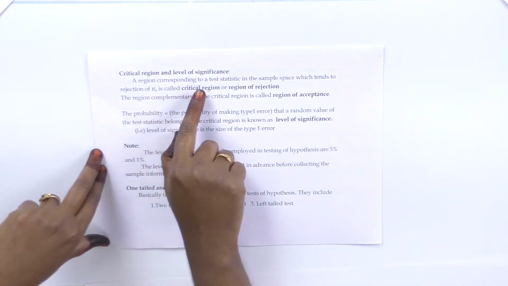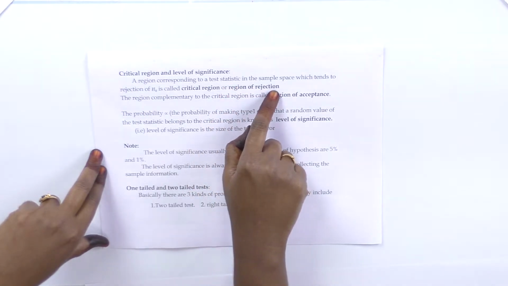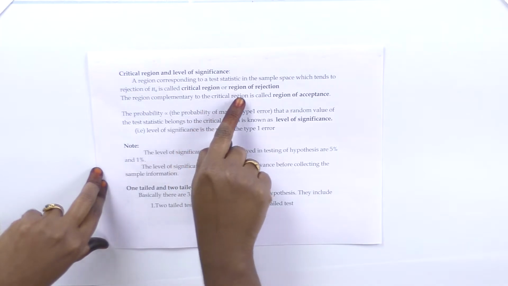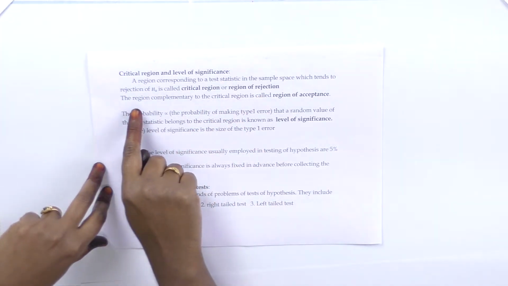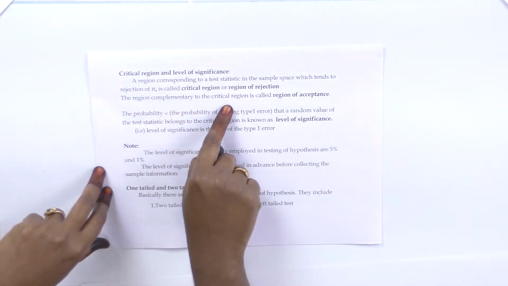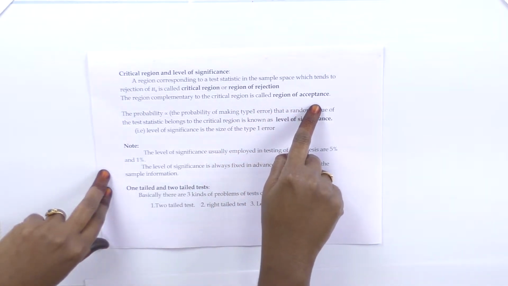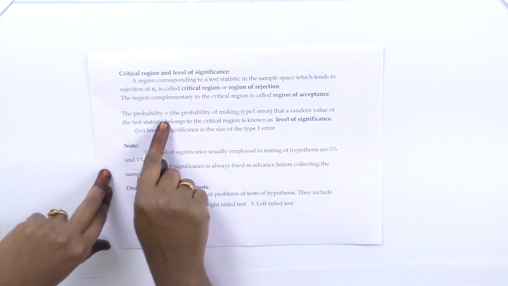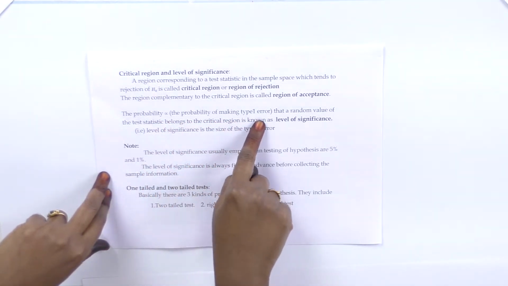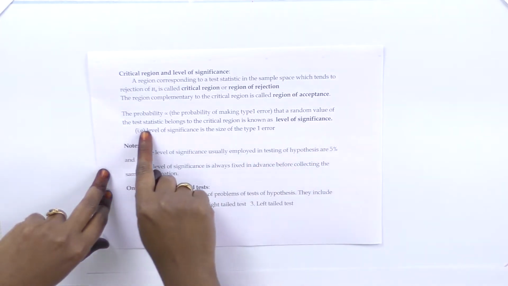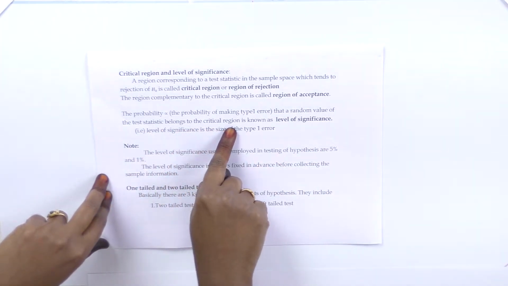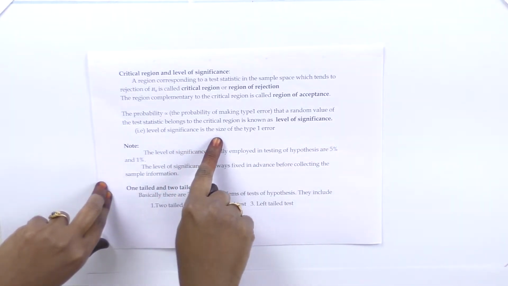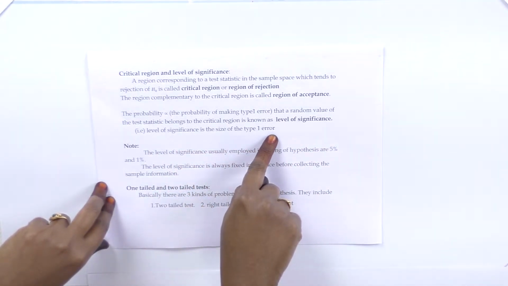The region corresponding to the test statistic in a sample space which tends to the rejection of H0 is called the critical region or rejection region. The region complementary to the critical region is called the region of acceptance. We denote alpha as the probability of making a type 1 error, that a random value of a test statistic belongs to the critical region, known as the level of significance. The level of significance is the size of type 1 error.